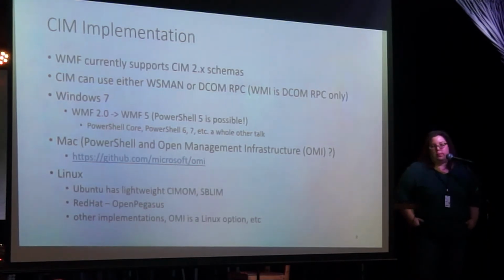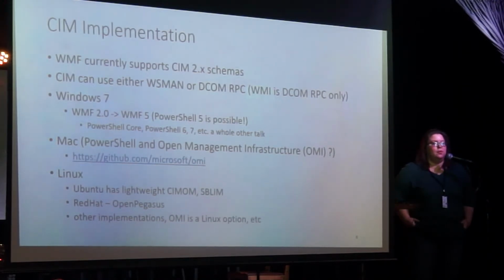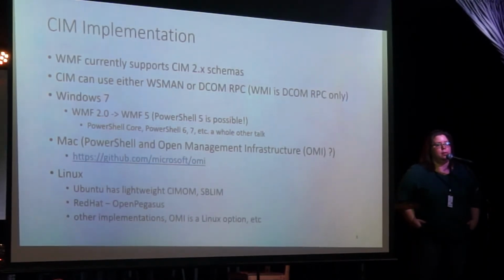On Mac, there was some information I could find. There are some people using Open Management Infrastructure on there. It's basically the free version of this, and it's available on GitHub. There are actually quite a few WMI-based tools available on GitHub for good or nefarious purposes. So if you start looking into this stuff, that's where you're going to end up. On Linux, Ubuntu has a lightweight version of it they called CMOM, which you can play around with, or Sublime is the other one. Red Hat has Open Pegasus. To be honest, I'm not really familiar with that. And this open management framework is an option on other Linux machines. So it is possible to play around with this on other systems.